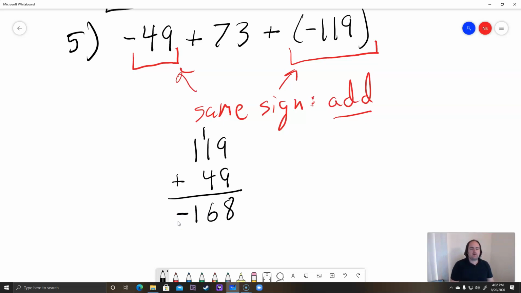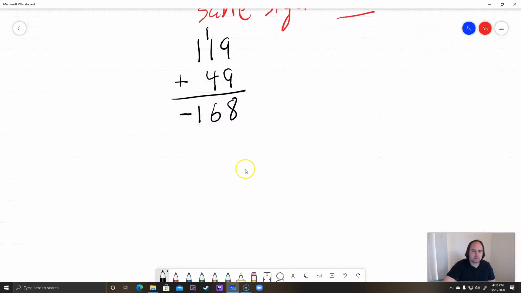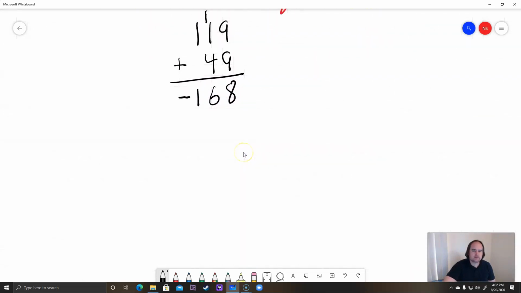Okay, and then how do we finish the rest of the problem? Well, all we've taken care of is the negative 49 and the negative 119. So now what do we have? We actually have negative 168 plus 73. Well, we still have to combine these now.